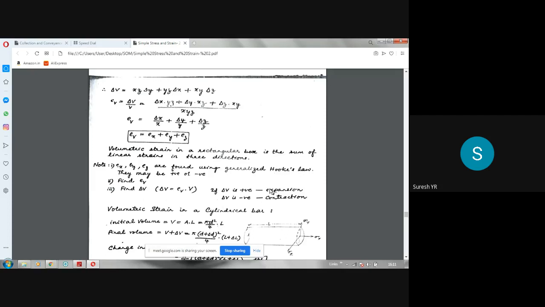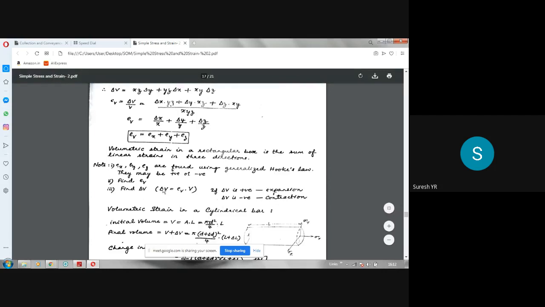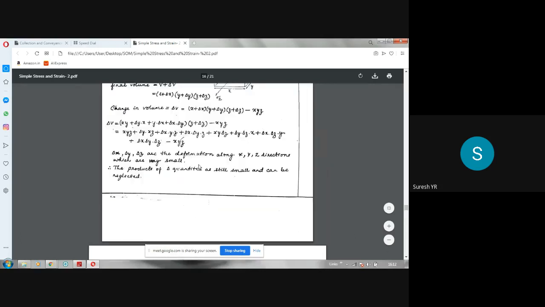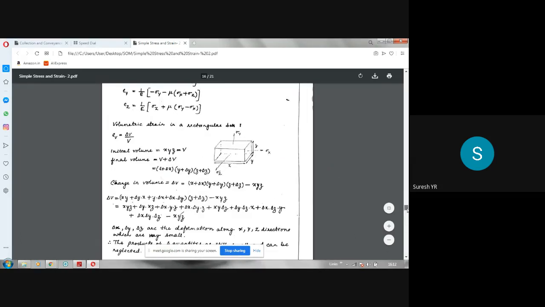If delta V is negative, then it's a contraction in the volume. That is the meaning, there is a decrease in volume. So problems we have to do on finding volumetric strain or change in volume, all those things I will discuss in the next class. So today I will just brush up what I had explained.